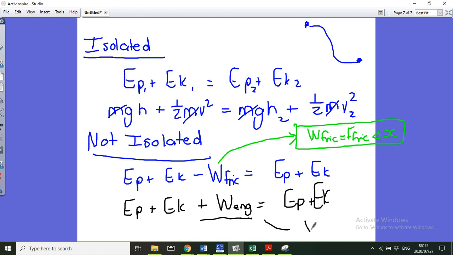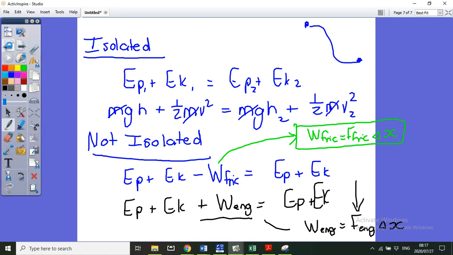And then again, the work done by the engine would be equal to the force of the engine times by the distance that it's acting. And we're not going to put a direction in the work. Remember, you work out the force by adding in the directions because your force is your vector. Last little bit.